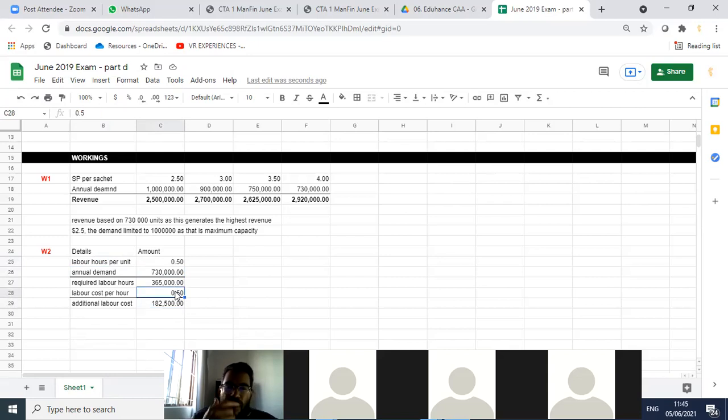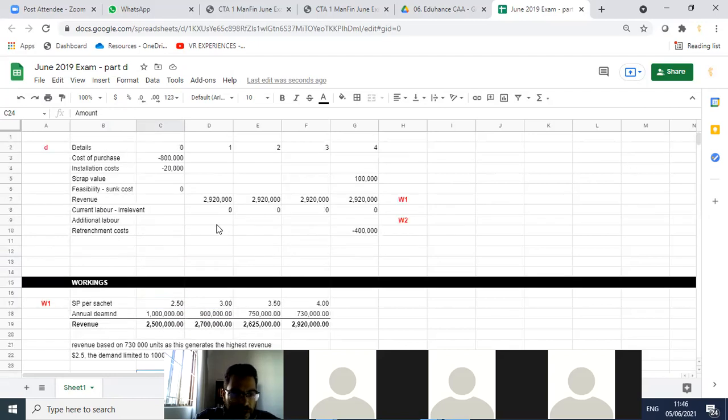So once you look at the solution, my answer will be different. I don't know where they got the 0.25. I'm just using logical thinking, and I hope you can see this does appear logical to me. So if we go to additional labor costs, it is equal to C29.